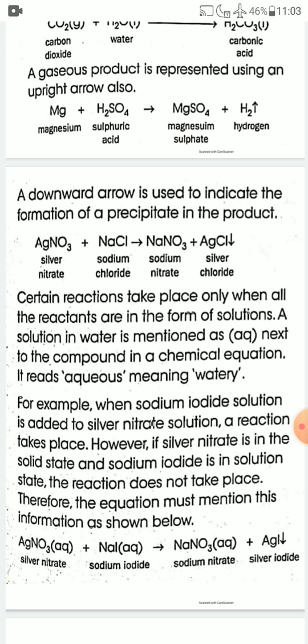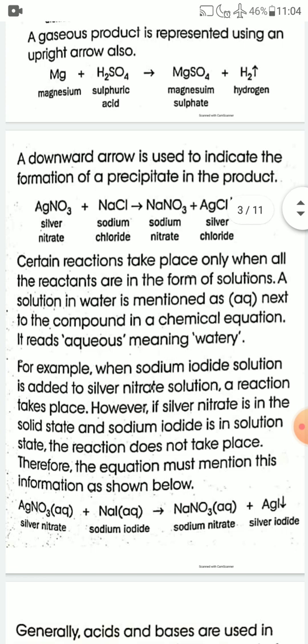And if any product of the reaction is gaseous, then a gaseous product is represented using an upright arrow. For example, when magnesium reacts with dilute sulfuric acid, it will produce magnesium sulfate and hydrogen gas. As the product hydrogen is a gaseous product, you have to give an upright arrow beside hydrogen gas.